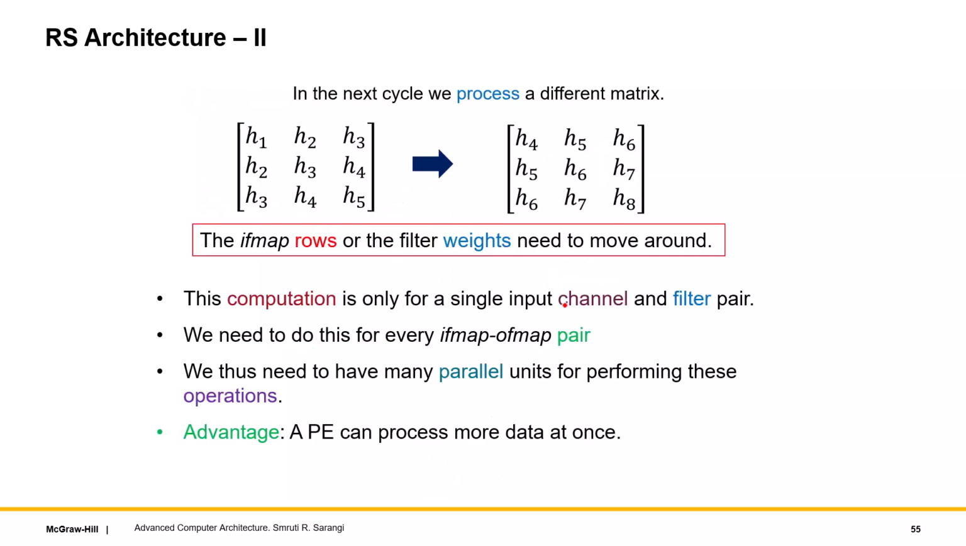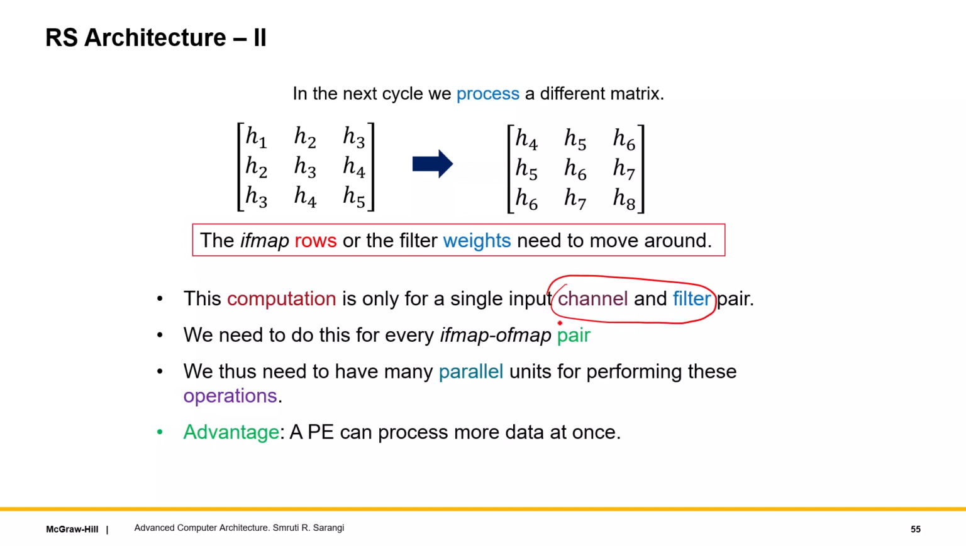So then what we do is in the next cycle, once we have done processing this matrix, we again reload rows from the input. So we have H4, H5, H6, H5, H6, H7, H6, H7, H8, and we keep doing the same convolutions over and over and over again. Of course this process is being done with a single filter, but if you have multiple filters, then the computation has to be done for every channel filter pair, right? So that has to be done.